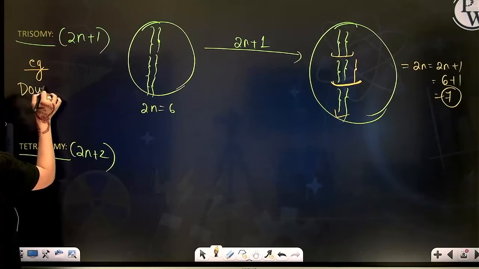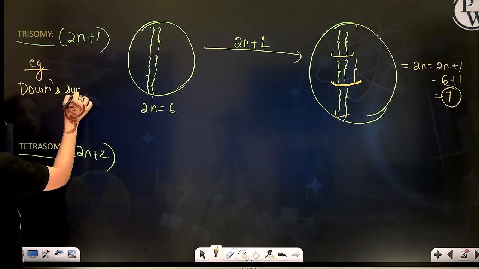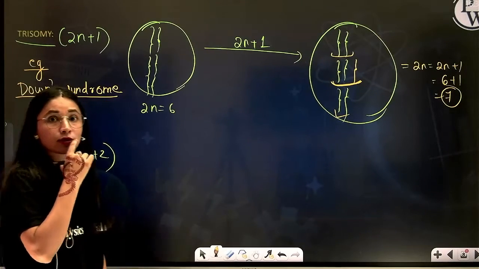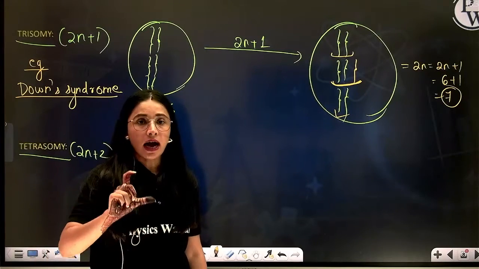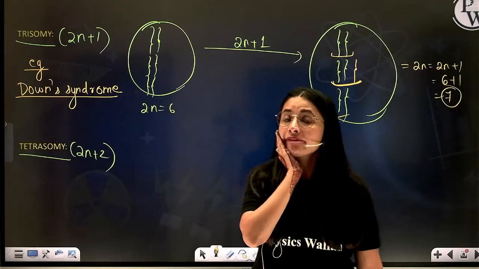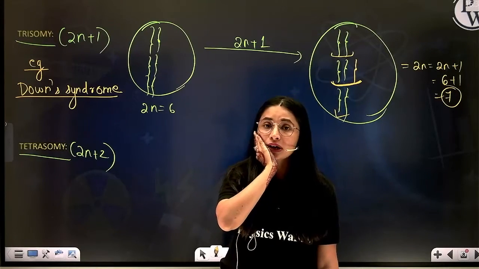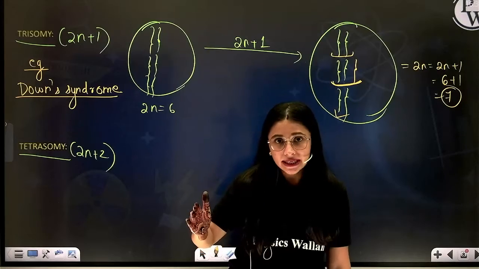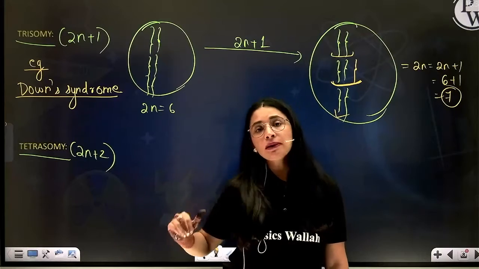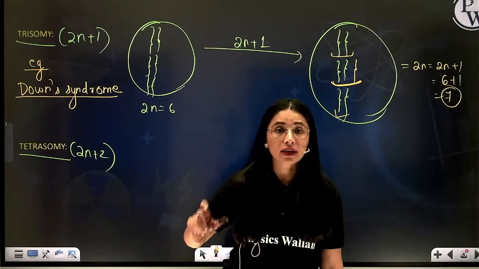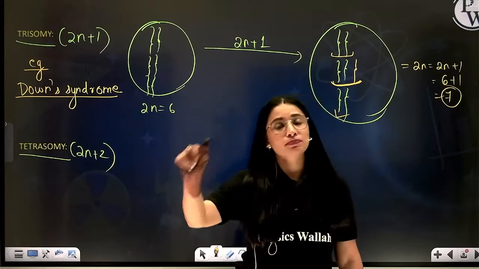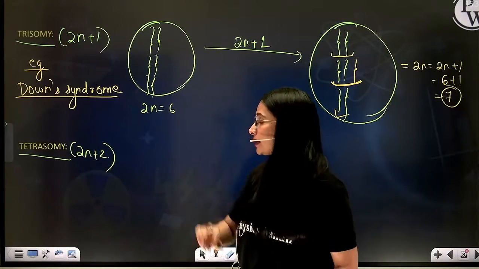your Down syndrome. Again, it is seen in case of humans. The 21st chromosome pair undergoes trisomy. So the total number of chromosome in humans having Down syndrome will become 47. Normally it is 46, but 21st chromosome will show trisomy. Hence, the total number of chromosome there will become 47. That is 2n plus 1. 46 plus 1. What is tetrasomy?